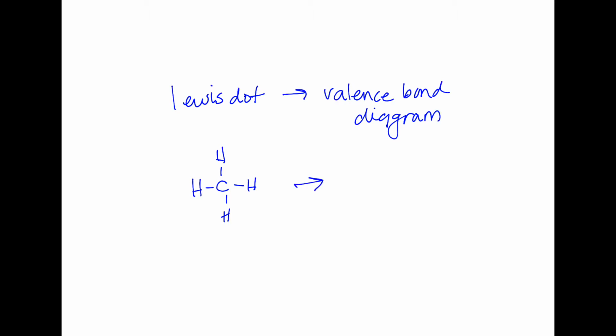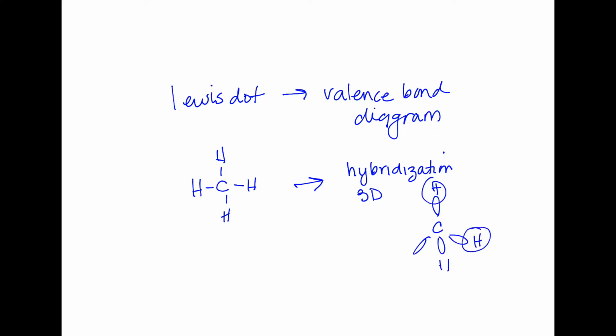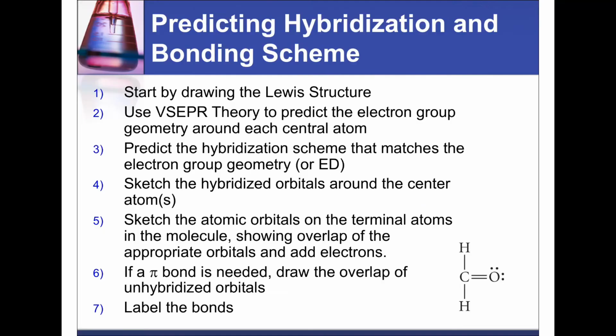What we're going to do is take hybridization and 3D structure, and turn that into a valence bond diagram that looks something more like this. And there are electrons in each one of those. Alright, so I'd like to start by reviewing the steps of making a valence bond diagram.